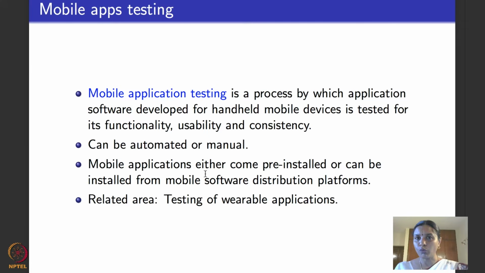Mobile platforms are either pre-installed when you buy a particular mobile phone or device, or they can be downloaded and installed from any of the mobile software distribution platforms. One of the biggest platforms that we are aware of is Google Play. A related area of testing is testing of wearable applications, like Fitbits, Apple Watch, Google Glasses, all these wearable devices which also have elementary computing power. Please note that we are not looking at testing of wearable applications, but some of the things that we will see today are also relevant to it.